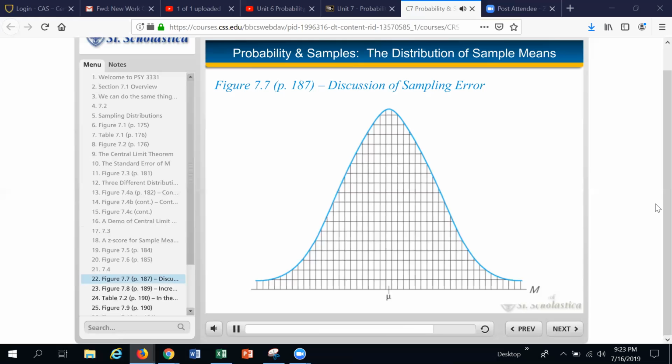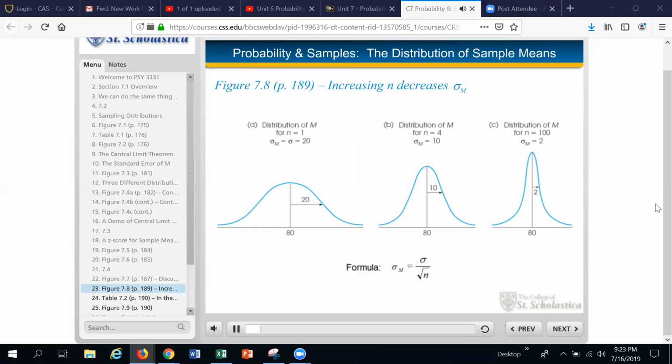Thus, when a researcher selects a sample in order to learn something about a population, she knows that sampling error is possible, but the standard error of the mean will tell the researcher just how great that error is likely to be. This concept is a basic feature of inferential statistics. Stay tuned.